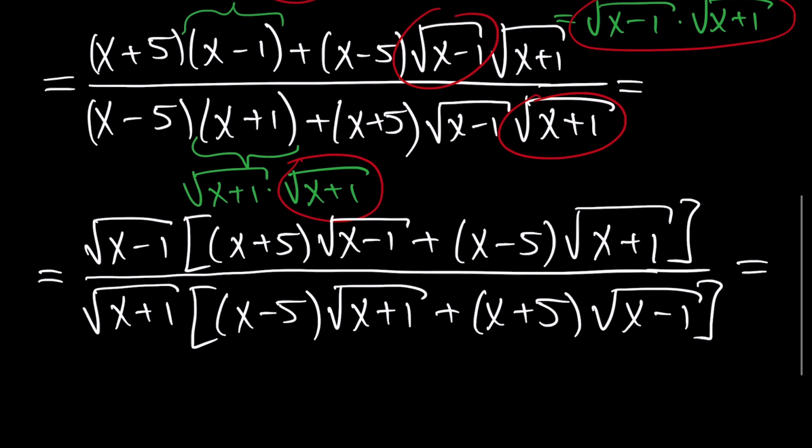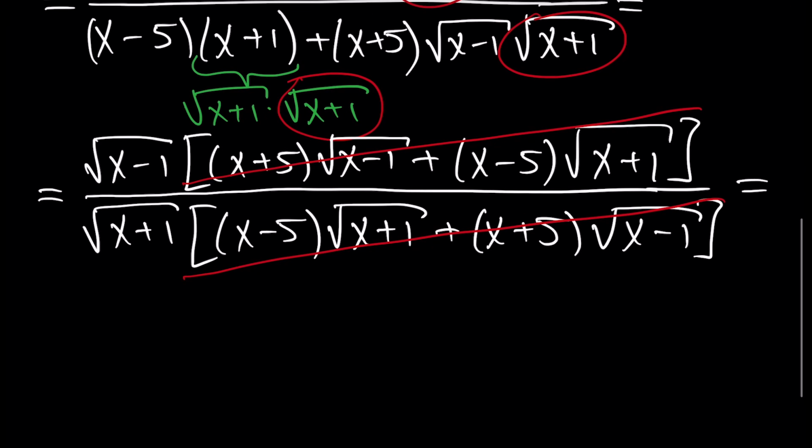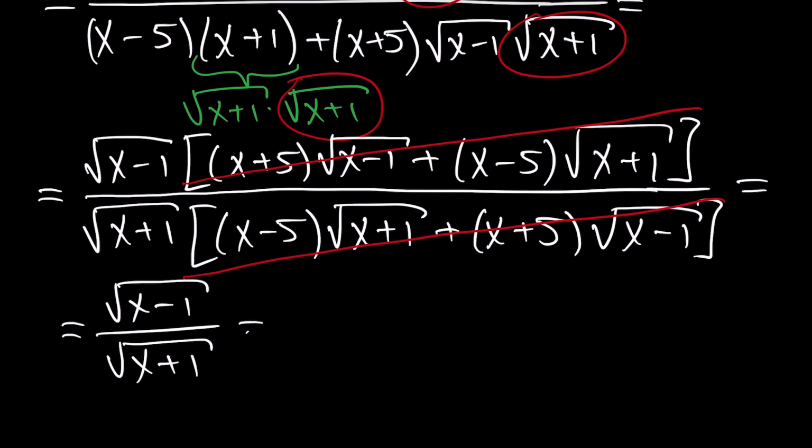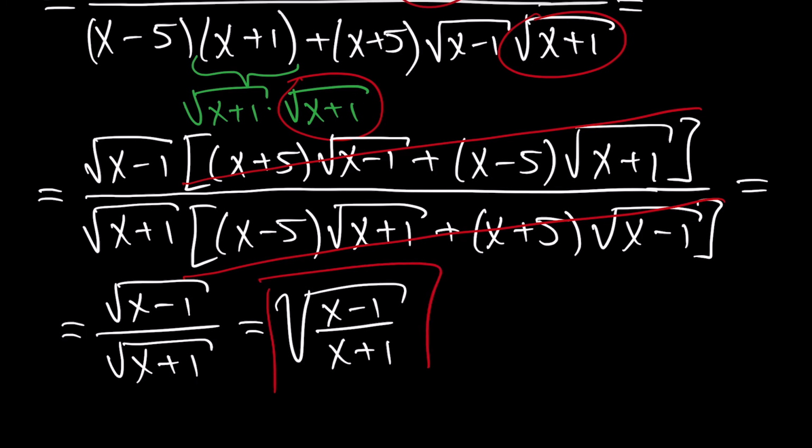Now we note that these two terms in the denominator and numerator are equal, and we can cancel them, and the final answer for our problem will be square root of x minus 1 over square root of x plus 1, or using features of square root, this can be written as square root of x minus 1 over x plus 1. And this is the final answer.